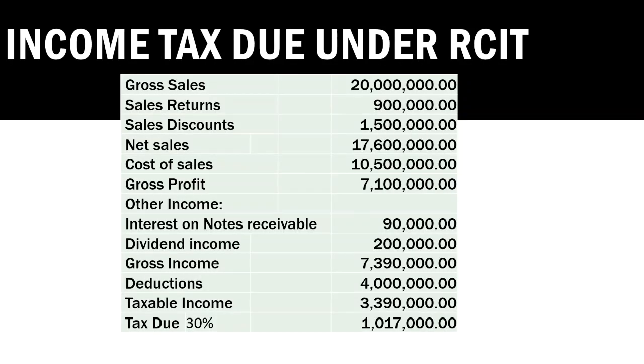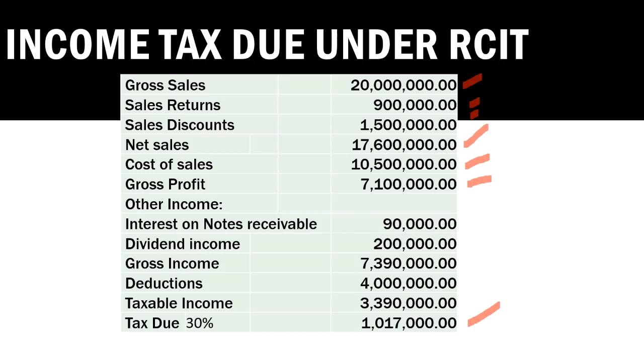So based on the information from the previous slides, the income tax due under the RSIT is 1,017,000. As you notice, we use the gross sales, and the sales returns and sales discounts were deducted from the gross sales to get the net sales. And then the cost of sales or cost of goods manufactured and sold amounting to 10,500,000 was also deducted from the net sales to get the gross profit of 7,100,000.